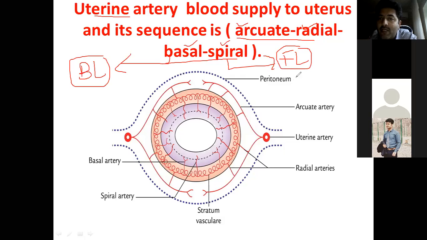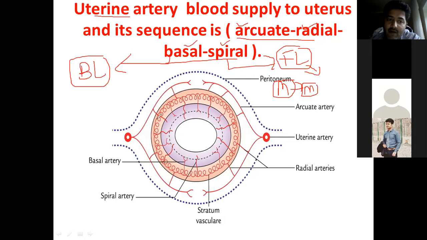Okay, so in the menstruation, when a female menstruates, this functional layer will detach, and when it detaches, these spiral arteries will bleed, and this will come out in the menstrual cycle. So this functional layer will be dislodged from the basal layer of the uterus. Okay, so this is the sequence of the uterine artery.